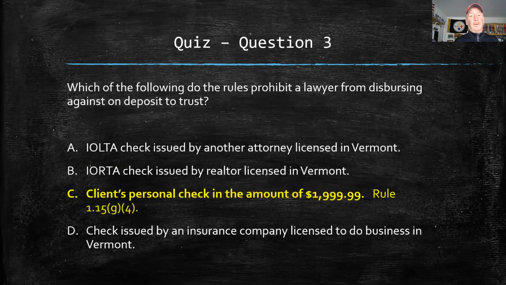Three, you cannot write against a personal check in the amount of $1,999.99. It exceeds $1,000. The others are instruments that are listed in 1.15G as exceptions to the general rule that prohibits disbursement absent collected funds.